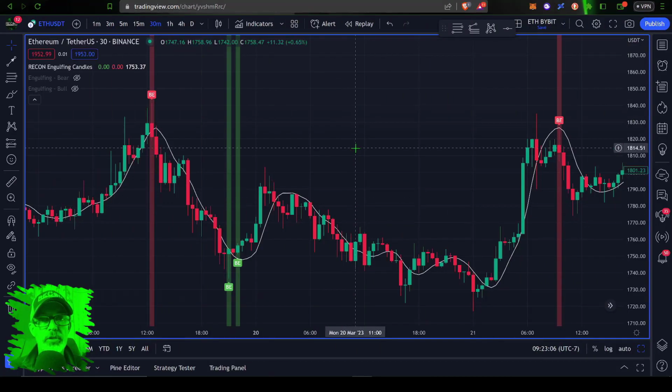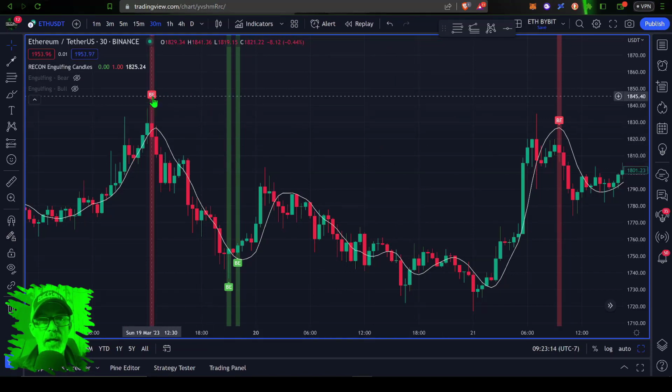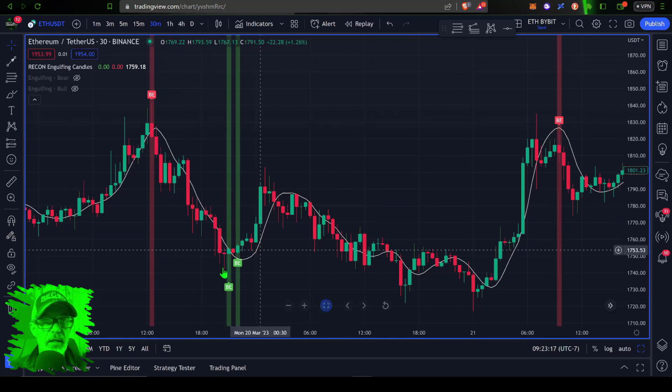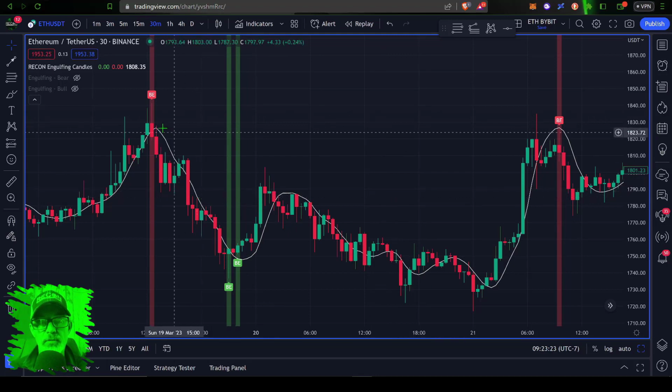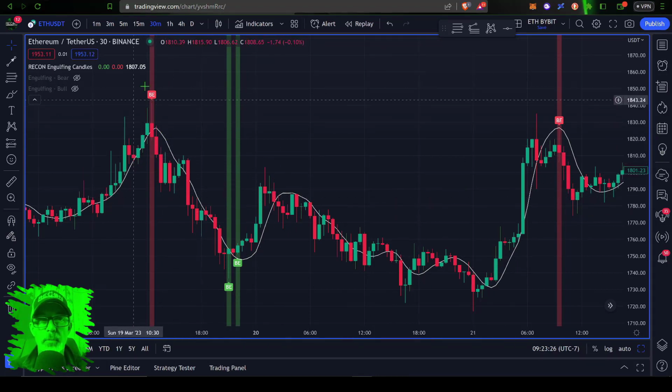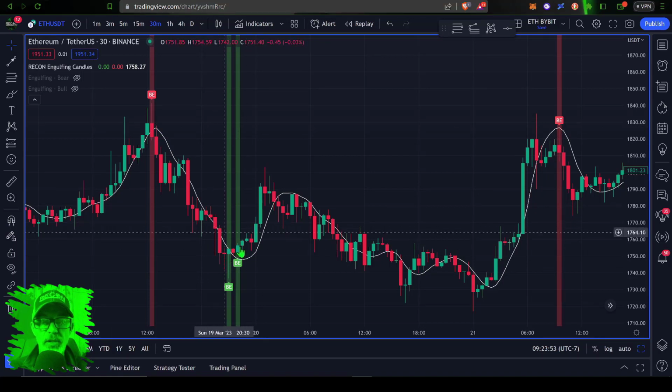So if we jump over here to a chart on TradingView with my RECON engulfing candles indicator already applied to the chart, you can see we get a couple of bearish engulfing candles and a couple of bullish engulfing candles, and they're doing pretty much what I was looking for them to do. We're looking for that reversal in a trend. This first bearish engulfing candle qualifies. Now, one of the qualifying factors besides just engulfing the previous candle, the indicator also requires that the engulfing candle closes, in this case bearish, below the moving average. On these bullish engulfing candles, it's looking for a close above the moving average.